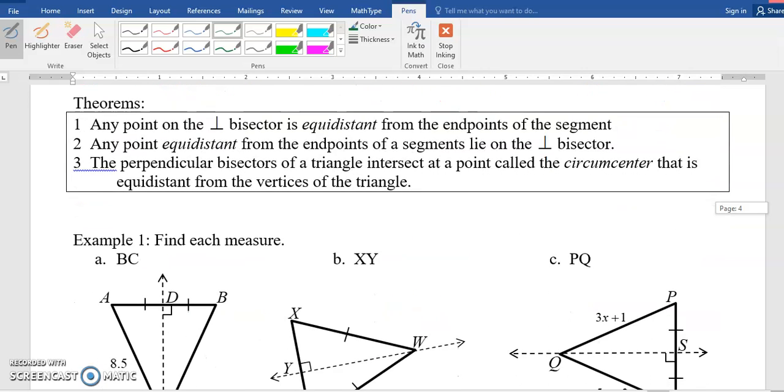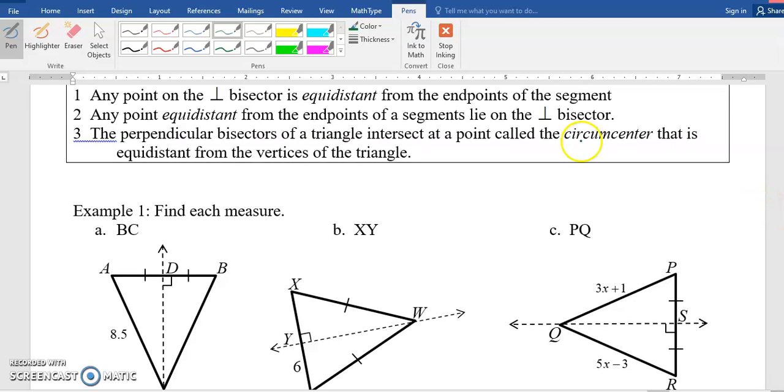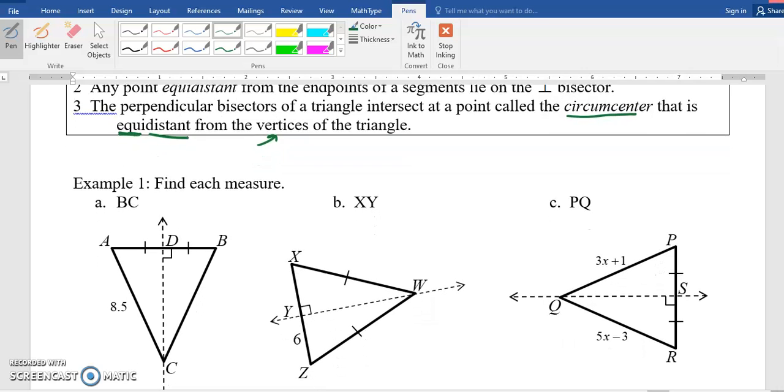Now, the perpendicular bisectors intersect at the circumcenter. The circumcenter is equidistant, the same distance, from each vertex of the triangle. So that's the special property for the triangles. So let's do some examples with those things.